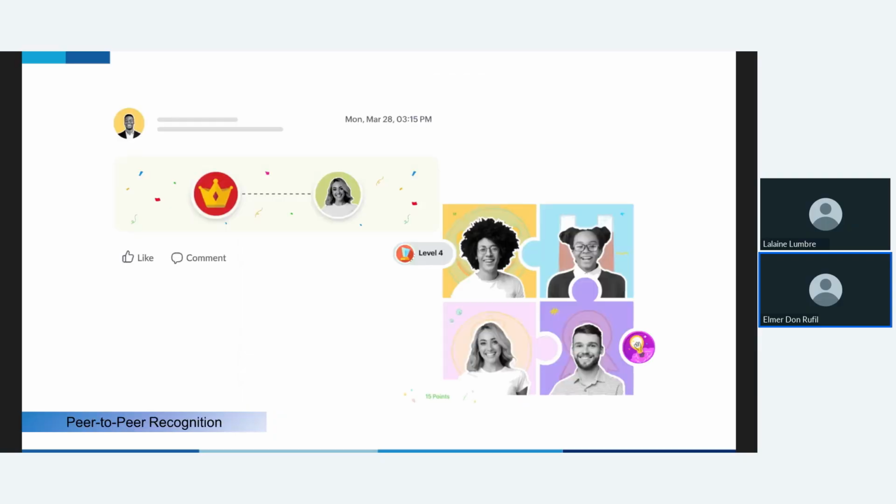So now let's talk about peer-to-peer recognition. Recognition doesn't always have to come from management. Sometimes the most meaningful appreciation comes from colleagues themselves, right? Zoho Connect includes features that let employees recognize and appreciate each other's contributions directly on the platform. For example, if someone went the extra mile to help finish a project, their teammate can give them a shout out in Zoho Connect.